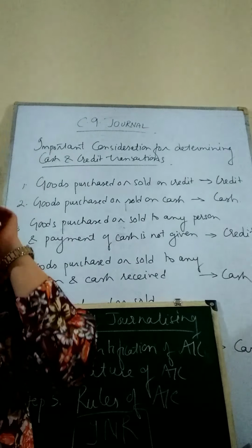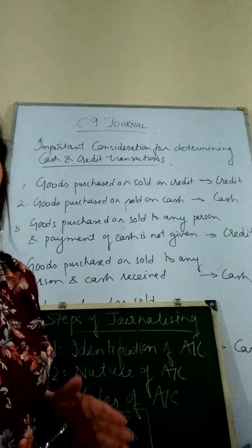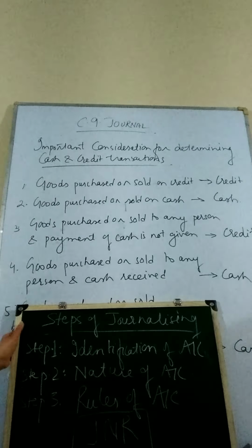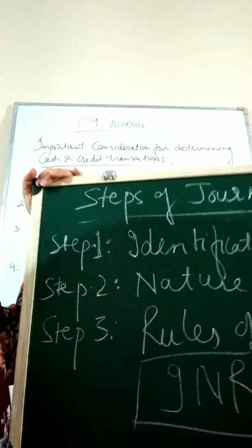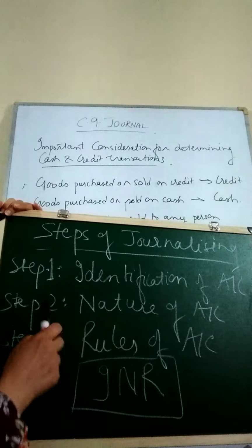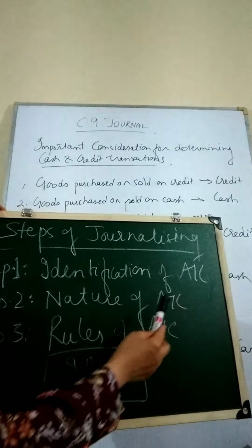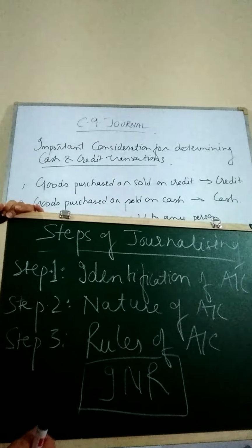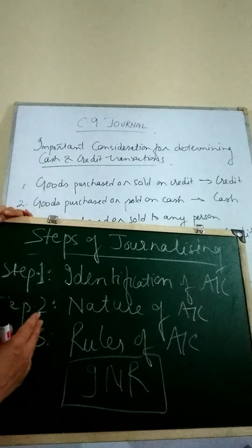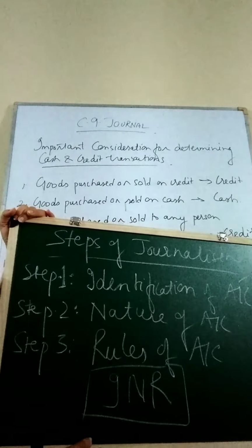Today we are going to go through the steps of journalizing. Let us see what steps we have to keep in mind before making the journal entries. These are the 3 steps we follow before making any journal entry. Step 1 is identification of account. We first have to identify, in a transaction, what type of account we are dealing with. Every transaction has 2 accounts, so we have to identify 2 accounts in each and every transaction.